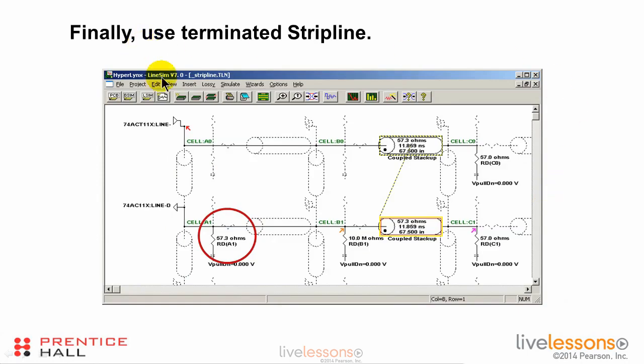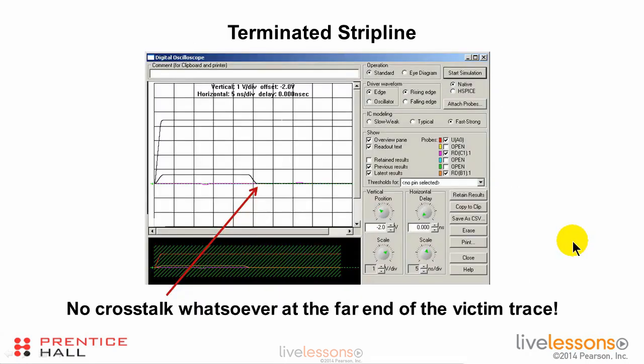And finally, we're going to put a termination at the near end of the victim trace in a strip line environment. And we look at the simulation, and here is our driver. Here is the backward crosstalk signal at the near end of the victim trace, but there is no crosstalk whatsoever at the far end of the victim trace. We have a strip line environment. We have a trace that is terminated at the near end, and no matter how close these traces are, and no matter how long the coupled region, there will not be any crosstalk at the far end of the victim trace under those conditions.